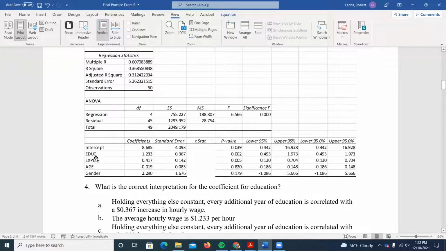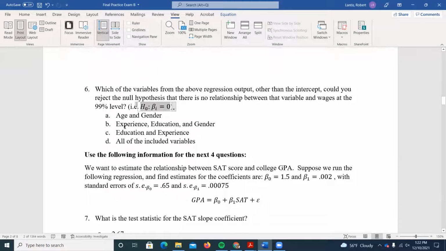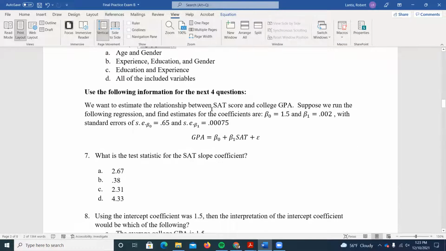So the only variables that I could reject the null for and say that there actually is a significant relationship with wage would be my education and experience variables, right? So if I go down here, that would be C. So all you're doing there is comparing that p-value to alpha. If it's less than alpha, you can reject that there's no relationship, or that the slope would be 0. Said differently, you're saying there is a significant relationship if you can reject that null. Other questions there? This should be some of the easier linear regression stuff, I think.